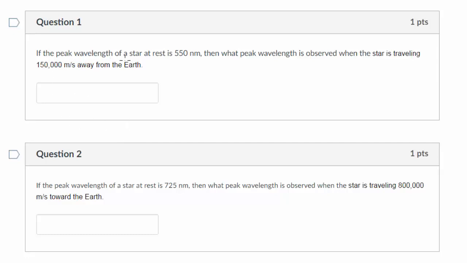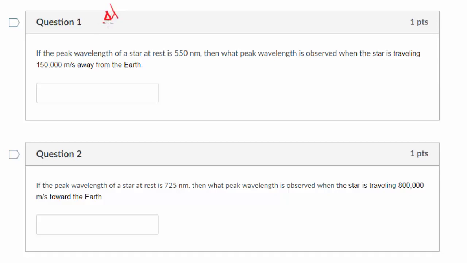It says if the peak wavelength of a star at rest is 550 nanometers, then what peak wavelength is observed when the star is traveling 150,000 meters per second away from the Earth? So these questions we can tell are dealing with the Doppler effect and how the wavelength of light is shifted when an object is moving. And the equation for the Doppler effect given on the equation sheet is this.